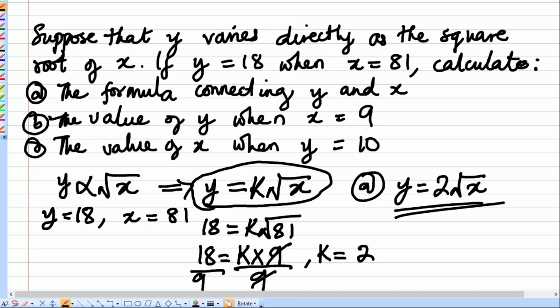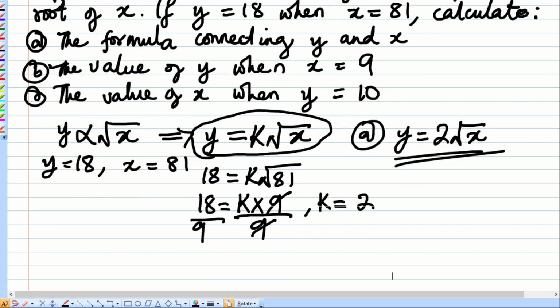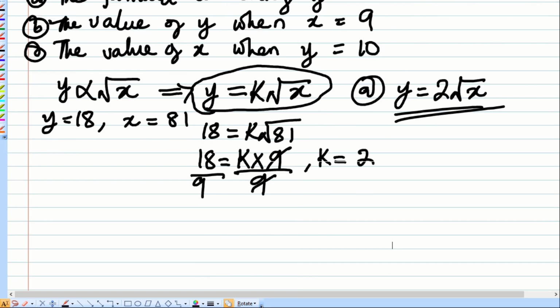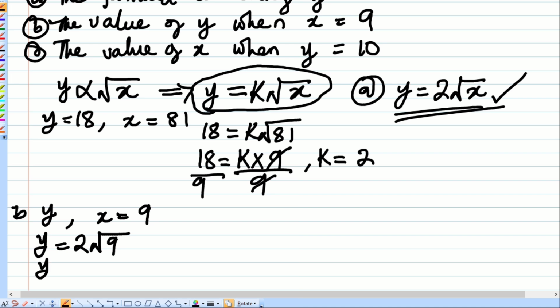Now for the B part, they say we should find the value. All right, so find the value of y when x is 9. So we are looking for y. This is for B. We're looking for y when x is equal to 9. So we're going to use this equation. Remember, this is the equation we're using. So from the equation, we have that y is always equal to 2 times whatever the square root of x is, which is 9 in this case. So you see that y will be equal to 2 times the square root of 9, which is 3, because 3 times 3 is 9. So y is equal to 6.